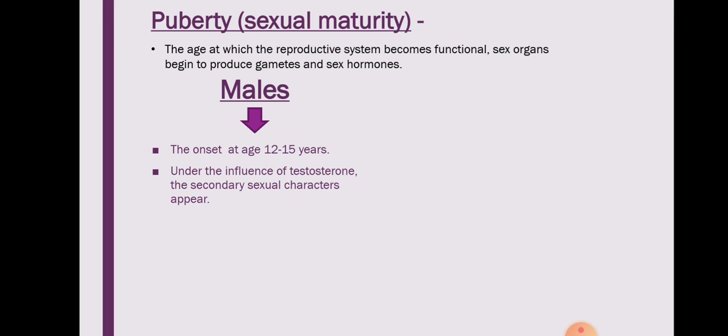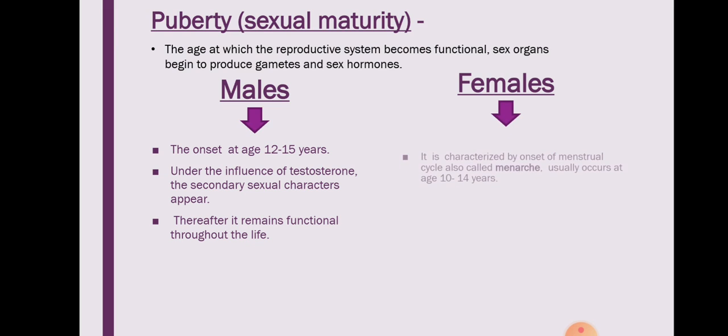The age at which the reproductive system becomes functional, and sex organs begin to produce gametes and sex hormones, is called puberty. In males, it is attained at the age of 12 to 15 years. Under the influence of the hormone testosterone, the secondary sexual characters appear, which we studied in the last video. The voice becomes hoarse, and facial hair appears. Those are the secondary sexual characters. Thereafter, they remain functional throughout life.